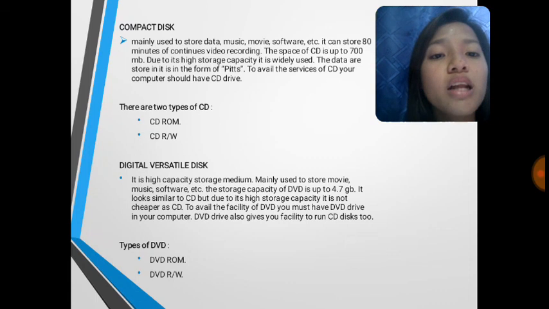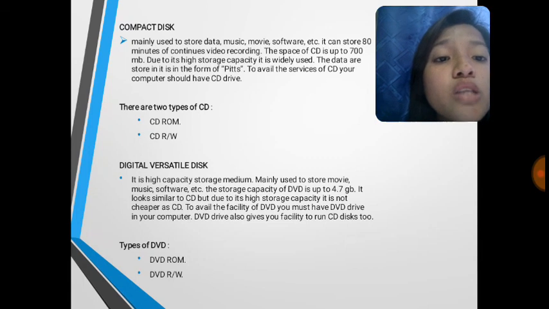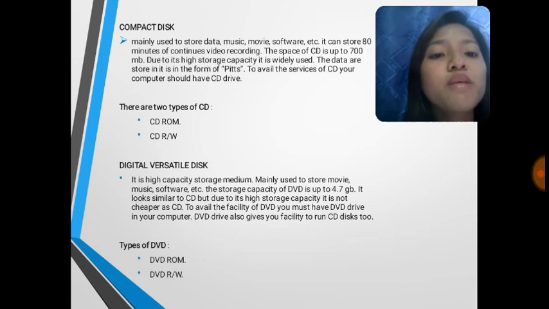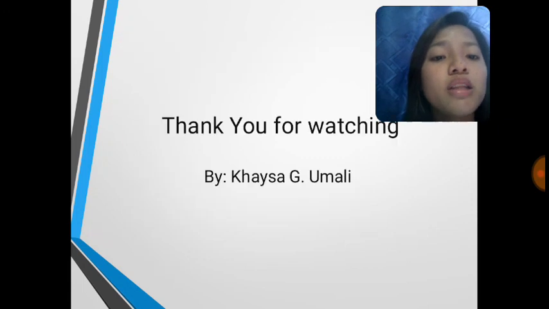And digital versatile disk, a high capacity storage medium, is mainly used to store movies, music, software, etc. The storage capacity of a DVD is up to 4.7 GB. It looks similar to a CD, but due to its high storage capacity it is not cheaper than a CD. Types of DVD: DVD-ROM and DVD-RW.